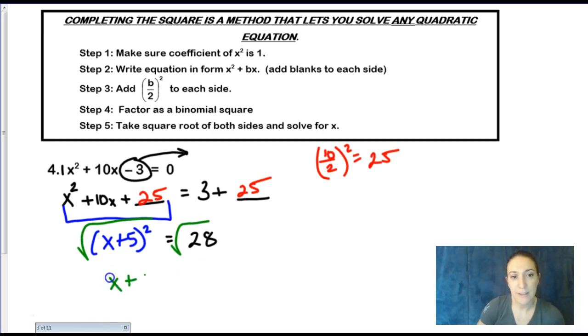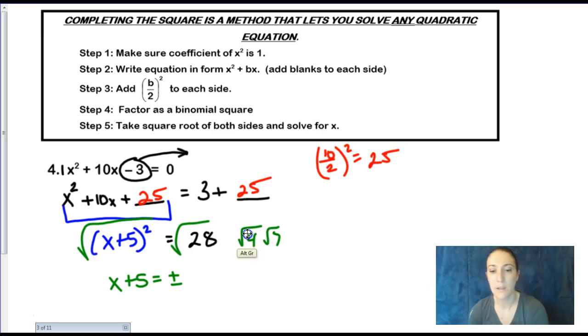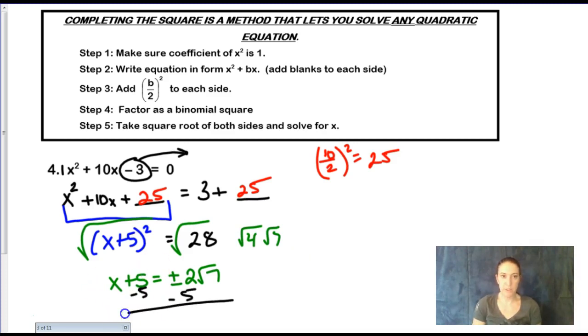So right now we have x plus 5, because the square and square root cancel. And then plus or minus the square root of 28 breaks into 4 times 7. The square root of 4 is 2, and then the square root of 7 does not break down. And then our last step is to subtract this 5 from both sides of the equation. So our solution set is, it's not rational, so we'll just write it as negative 5 plus or minus 2 square root of 7. So you did just get two answers.